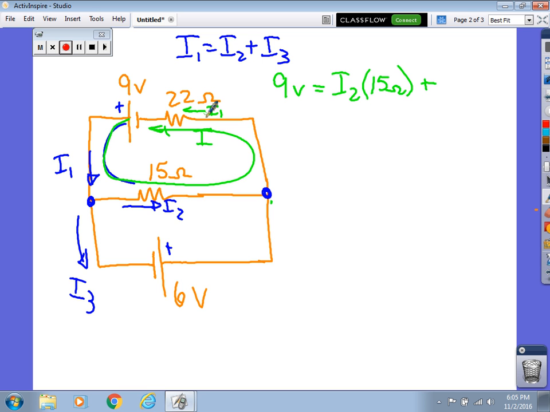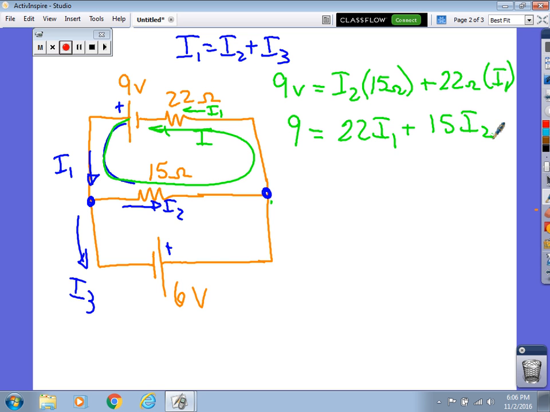So I've got plus 22 ohms times I1. Sorry, I switched my nomenclature on you. So let me clean this up. Again, I'm going to peel off all the units just so you can see the raw equation. So it's going to be 9 is equal to 22 I1 plus 15 I2. Okay, well that's pretty cool.